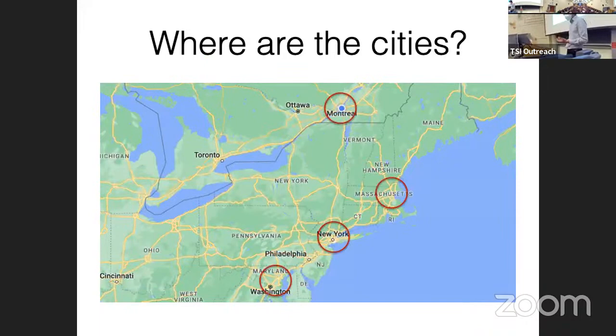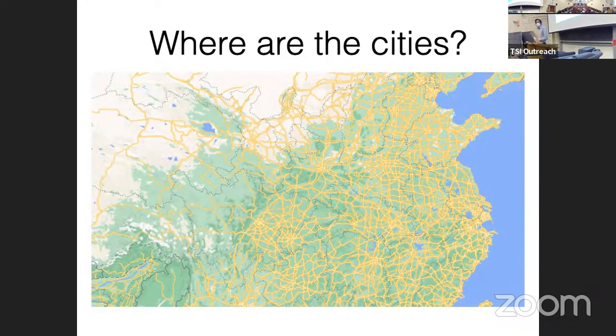Okay. Here's a harder one. This is one maybe you're a little less familiar with. Maybe a little closer to what our universe is like. So this is a map of China. And you can stare at this for a while. It's not easy, but the patterns are there.